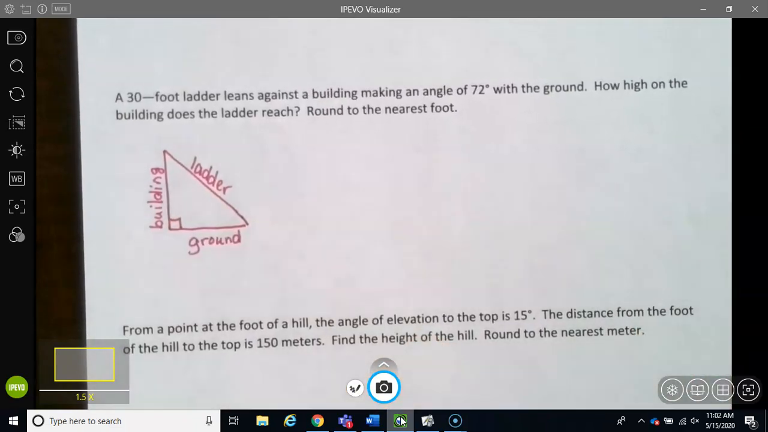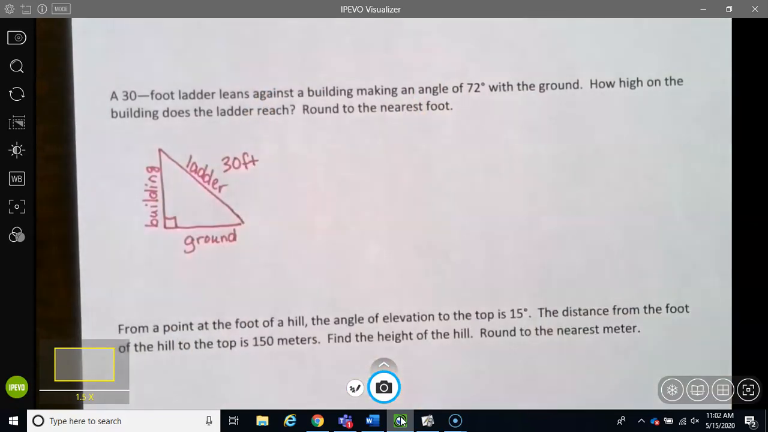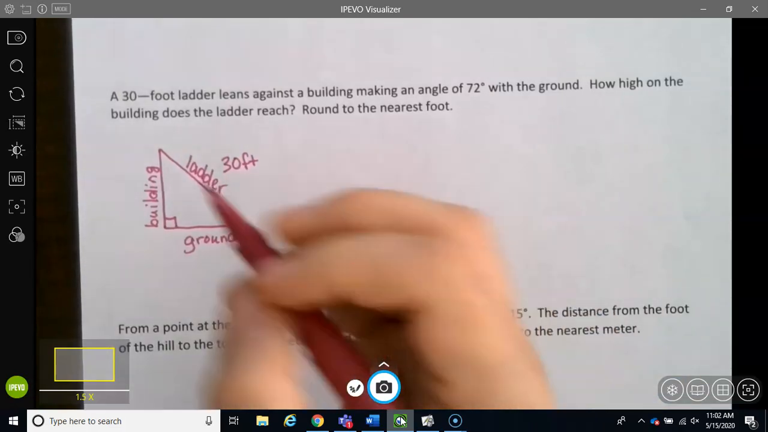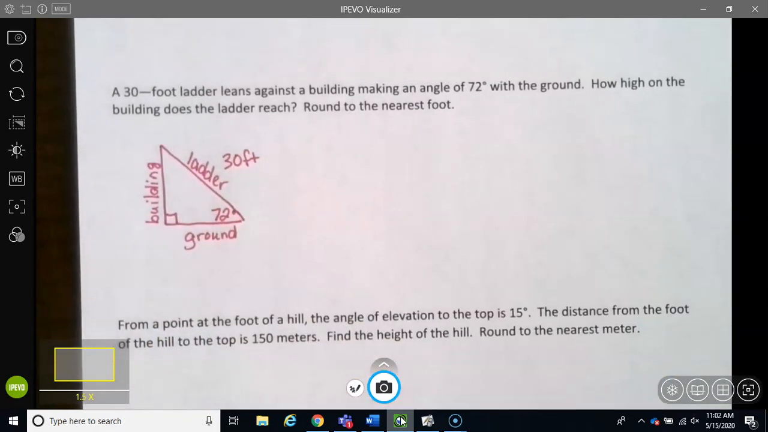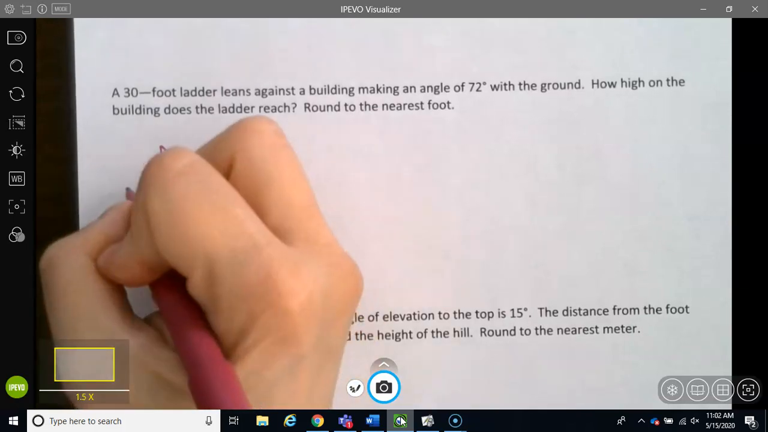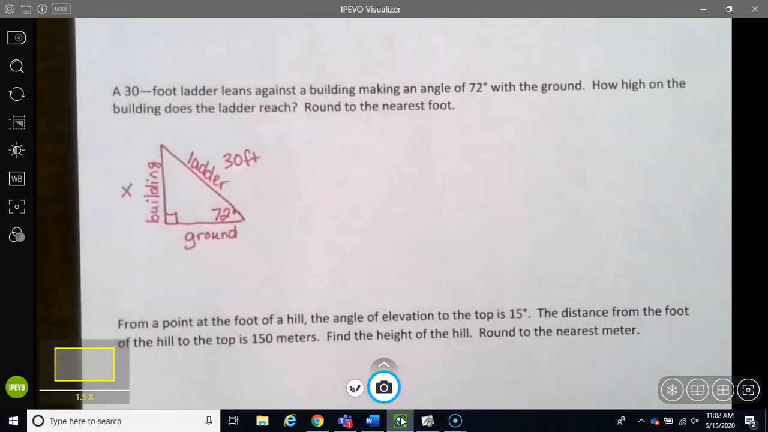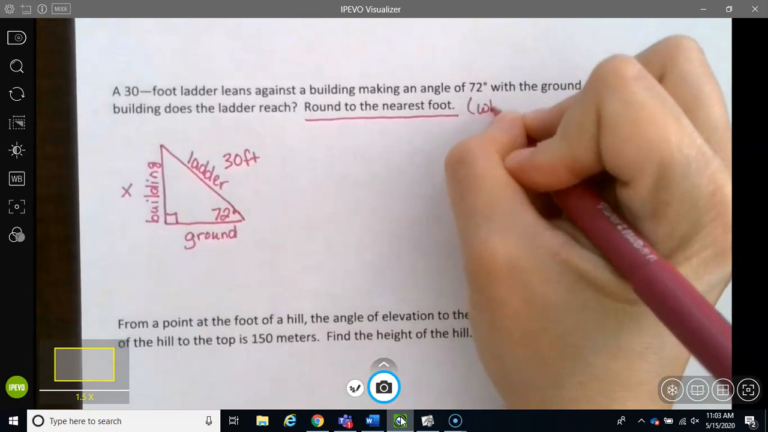All right, so it says a 30-foot ladder, so it tells you how long the ladder is, 30 feet. It leans against the building, making an angle of 72 degrees with the ground. So the angle that the ladder makes with the ground is 72 degrees. How high on the building does the ladder reach? So here's the height of the building. We're trying to get that distance to see where the ladder reaches the building. Find it to the nearest foot. So when they say round to the nearest foot, that means round to the nearest whole number.